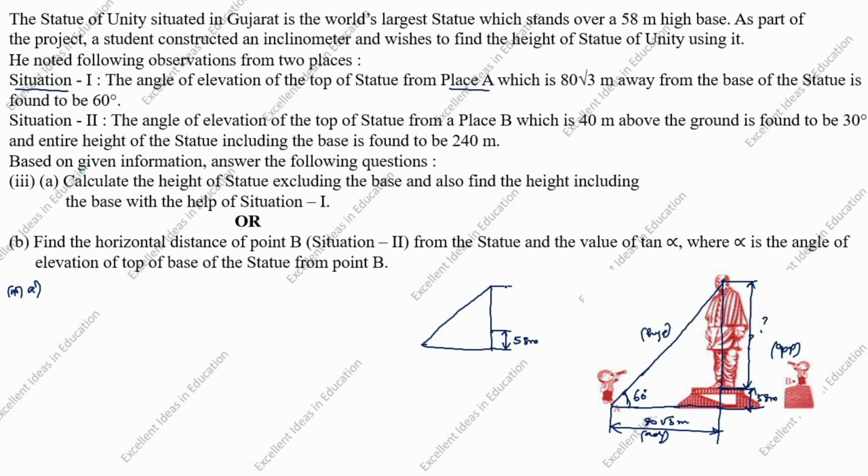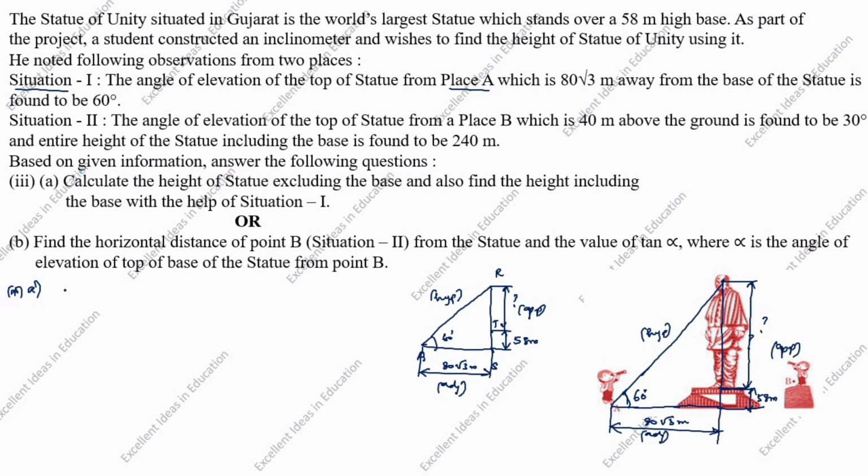We need to exclude this one. We need to find this height. This is given as 60 degrees. Here is A. Here we will take it as S. This one is T. This one is R. This length we know, already given in the question, 80 root 3 meter. Angle opposite, this is opposite. The biggest side is the hypotenuse. The other side is adjacent.